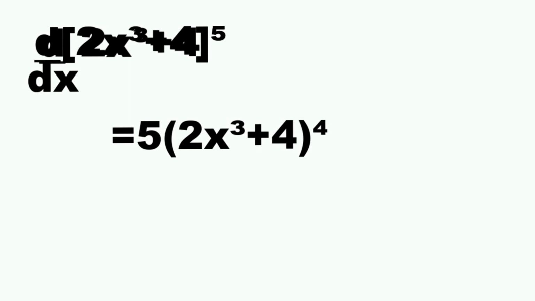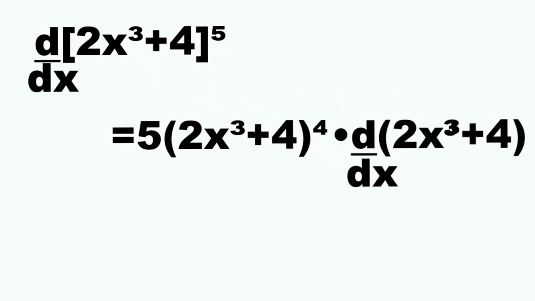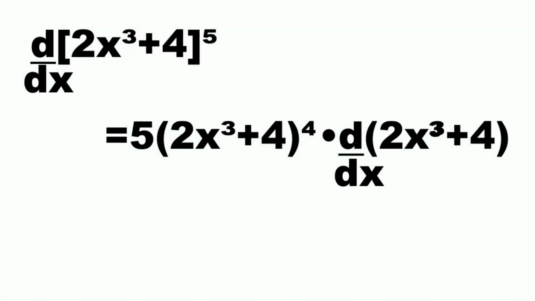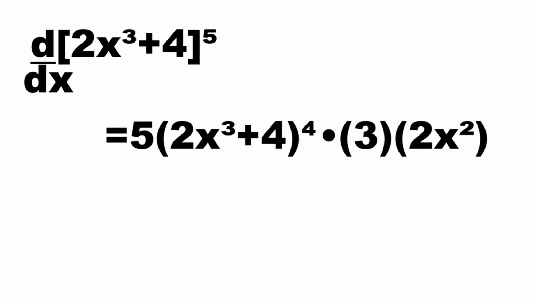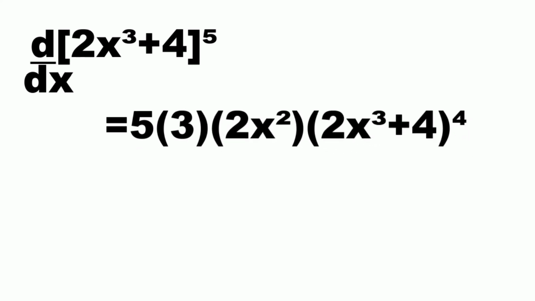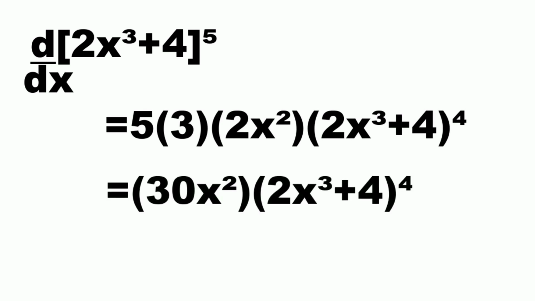Now let's differentiate the inner function, which is 2x cubed plus 4, and by power rule, this is equal to 3 times 2x squared since the derivative of 4 is 0. To simplify this, let's multiply all that is outside the parentheses, so 5 times 3 times 2x squared, which is equal to 30x squared, so the final answer is 30x squared times quantity 2x cubed plus 4 to the power of 4.